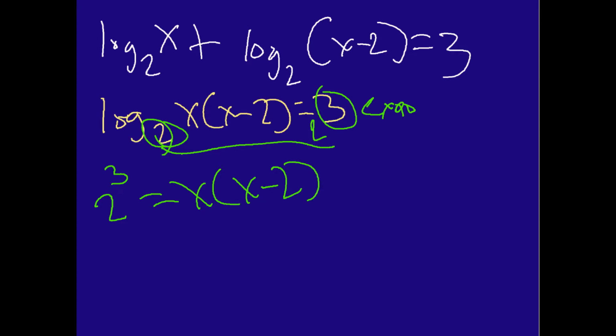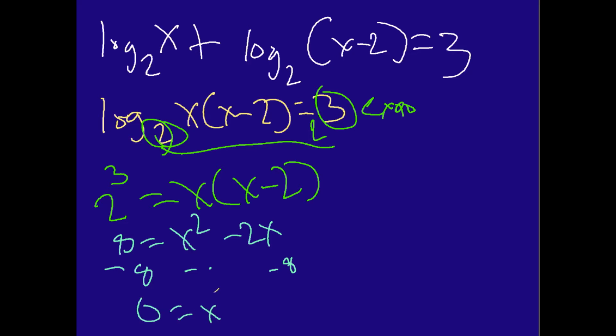And so now we can simplify this. You can see basic algebra. We got 8, because 2 to the third power is 8. And then we got x squared minus 2x. I just distributed the x, not that complicated. Now, what do we do next? Well, I subtract 8 from both sides. And it was 0 equals x squared minus 2x minus 8.